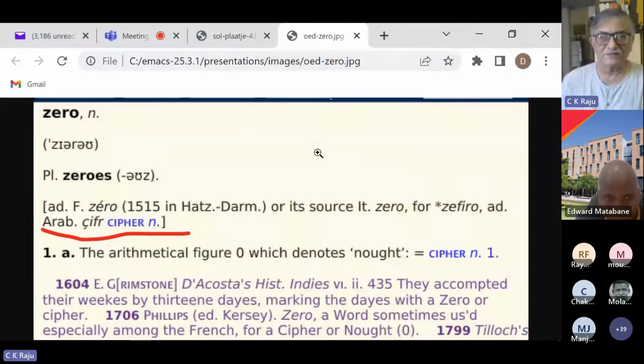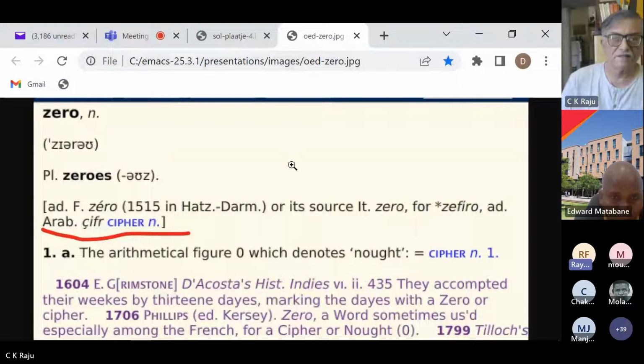Is this second screen visible? Yes, it is, Prof. You can see zero? Yeah, we can see zero.